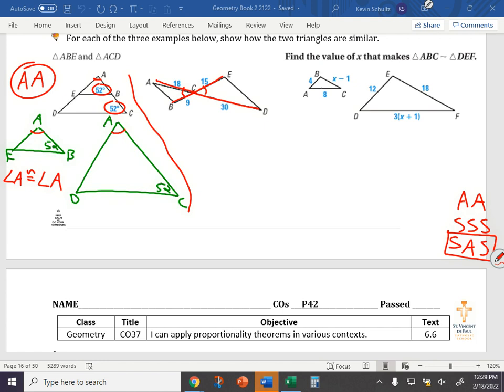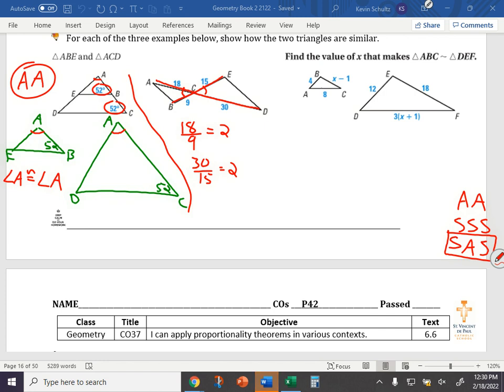What do you think? Yay or nay, Peter? Yes. Why? Because 18 divided by 9 is 2, and 30 divided by 15 is 2. Peter is making his proportion within each triangle separately.